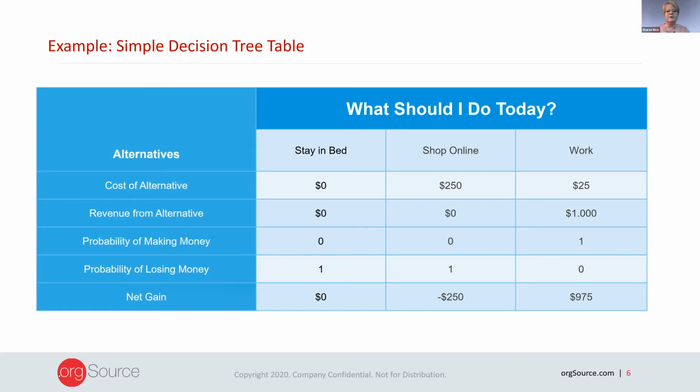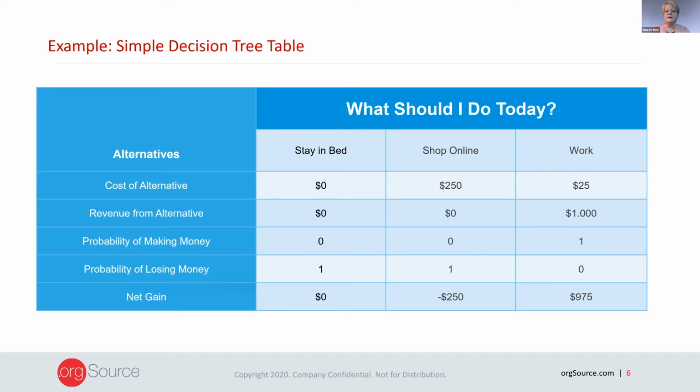So you see the relationship, when we talk about probability of making versus losing money, if I have 0% of making money, then I have 100%, or 1 is the factor we're looking at here, of losing money. The same is true with online shopping. If there's 0% I'm going to make money, then there's 100% that I'm going to lose money. Whereas if I go to work, we see the inverse relationship, 100% chance that I'm going to make money, but 0% chance that I'm going to lose money.